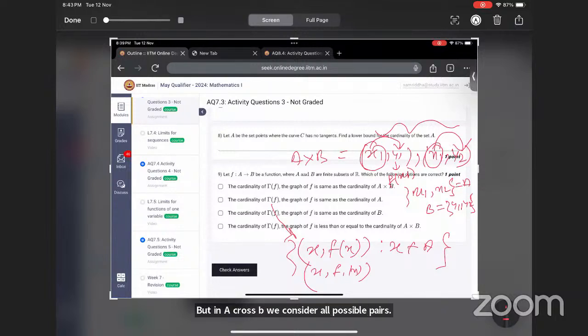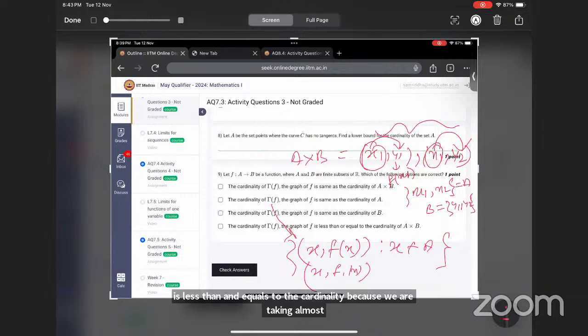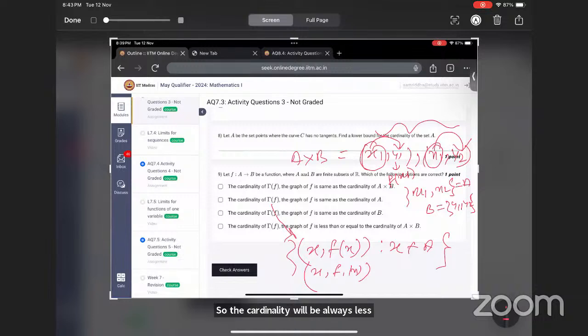Now, is the statement clear? Whereas the fourth option says the cardinality of gamma of f is equal to the cardinality of A cross B. We are saying it is less than or equal to the cardinality, but this is not exactly equal to the cardinality, because we are taking only some pairs from A cross B, not all the pairs. So the cardinality will always be less than or equal to that of A cross B, but this is not the same as A cross B.